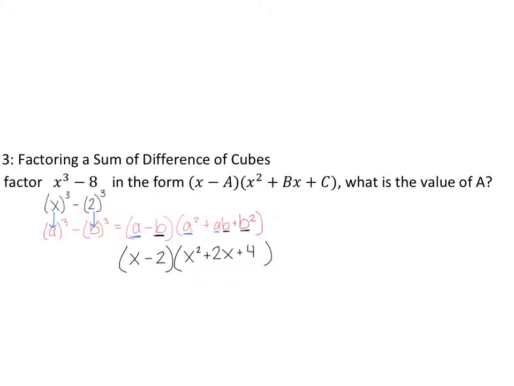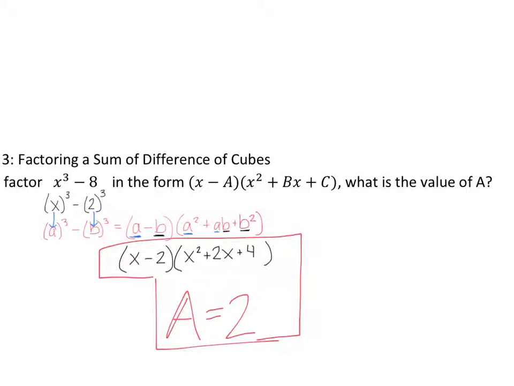Now the next part, it says comparing it to this form right here, which is pretty similar to that, what is in the a spot for us? It's just a 2, because the x minus matches, a equals 2. So capital A equals 2. So all of that, the factored form plus the fact that a equals 2 would be your answer on that question.